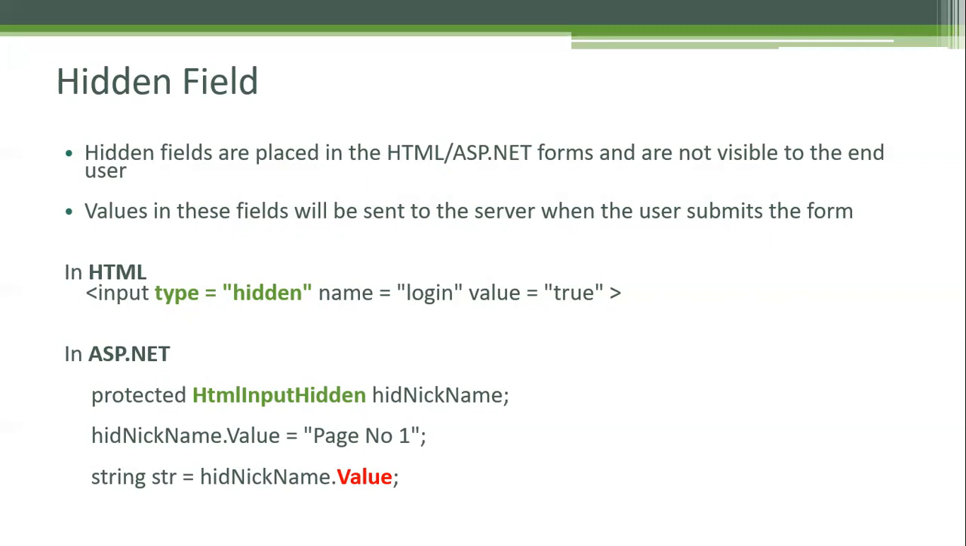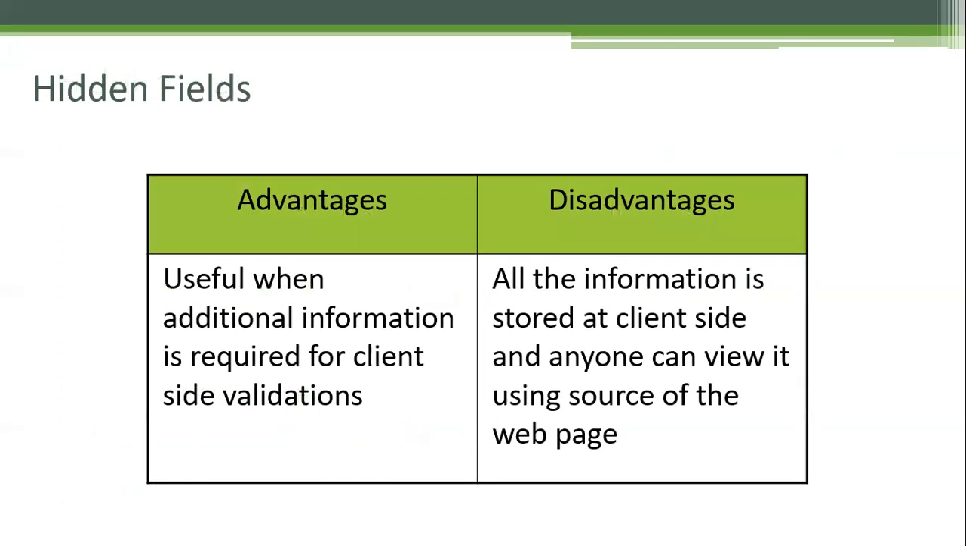If you want to create an HTML hidden field in ASP.NET, we can create it using the HtmlInputHidden class. We can create an object and set the value. To read the value, we can use dot value. It is the same as a text box; its type is hidden, no change. Advantage: useful when additional information is required for client-side validations, like passing some flags which are not visible to the user. Then we can go for hidden fields.